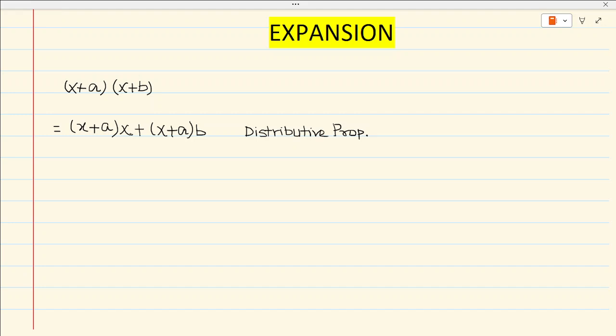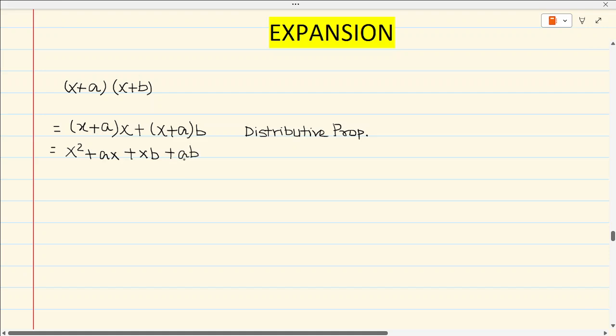Now when we proceed further and open the bracket, we get x square plus ax plus xb plus ab, correct? So now on further solving, x square becomes a plus b multiplied by x, plus ab.